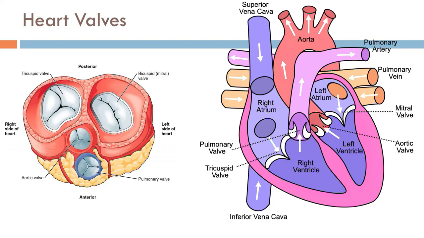The tricuspid and the bicuspid valves have muscles. They have little papillary muscles with what's called the chordae tendineae, which is the thing that actually attaches to the leaflets.